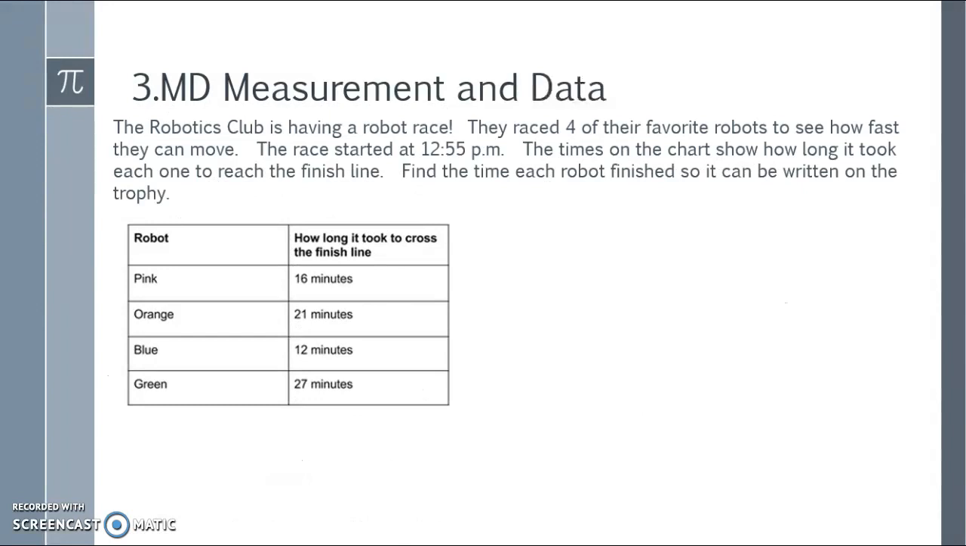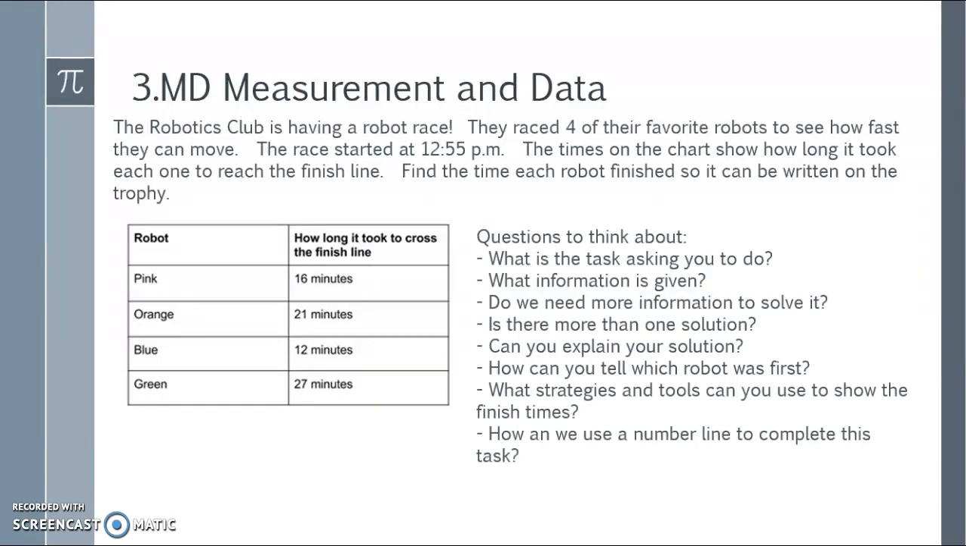The Robotics Club is having a robot race. They raced 4 of their favorite robots to see how fast they can move. The race started at 12:55 p.m. The times on the chart show how long it took each one to reach the finish line. Find the time each robot finished so it can be written on the trophy. So it looks like the pink robot finished in 16 minutes, the orange robot in 21 minutes, the blue robot in 12, and the green robot in 27 minutes.